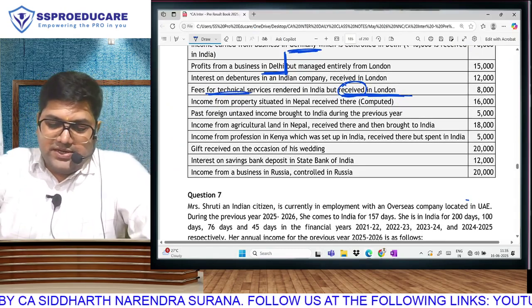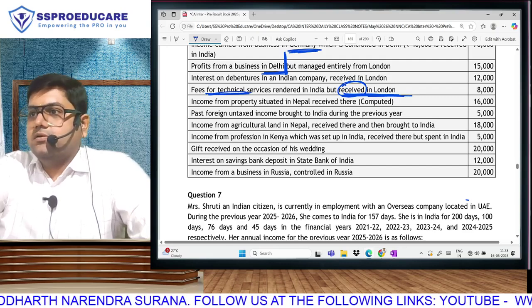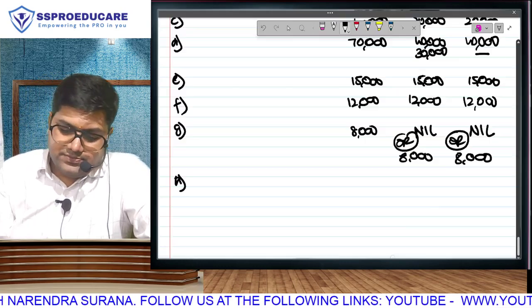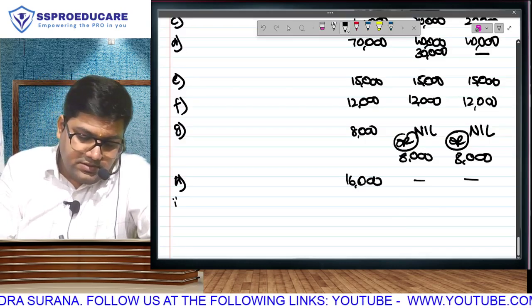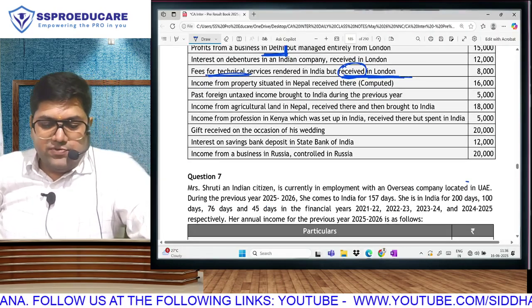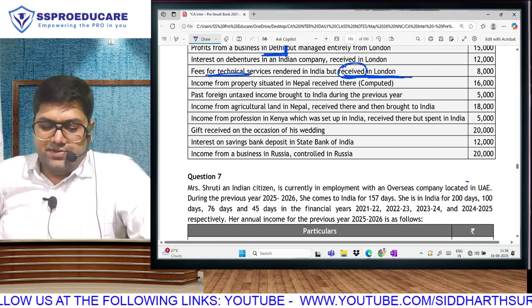Income from property situated in Nepal and received there. In this there is no confusion. This will come only in case of how much? 16,000. Okay. Next. Be very careful. Past foreign untaxed income brought to India during the previous year.